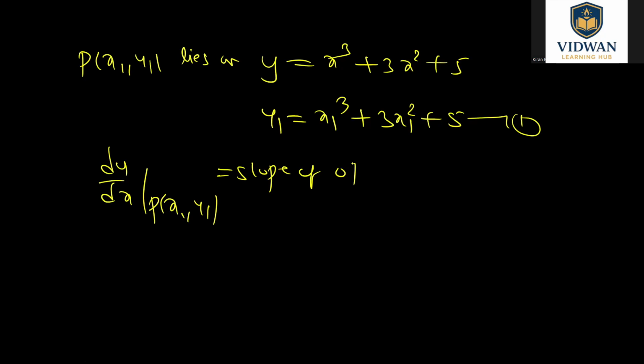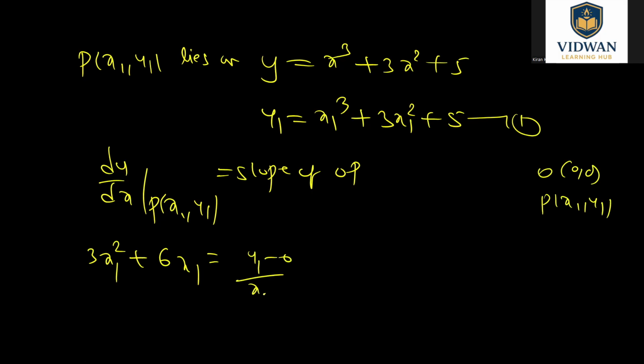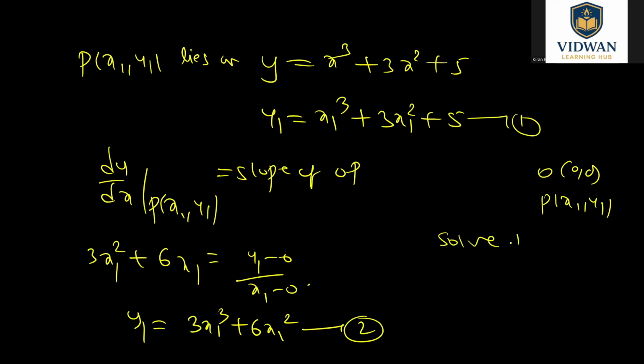So what is the derivative? Dy by dx, when you differentiate this, you'll get 3x square plus 6x. At x1, y1, it will be 3x1 square plus 6x1 equal to slope of OP. So what is origin? O here origin. And what is P? x1, y1. Slope of OP would be y1 minus 0 by x1 minus 0. So from here, you can see that y1 is equal to, if you cross multiply, 3x1 cube plus 6x1 square. This is condition 2. So you can solve 1 and 2 to find x1 and y1.